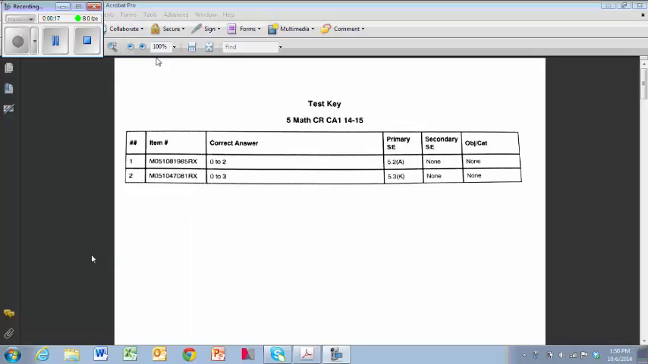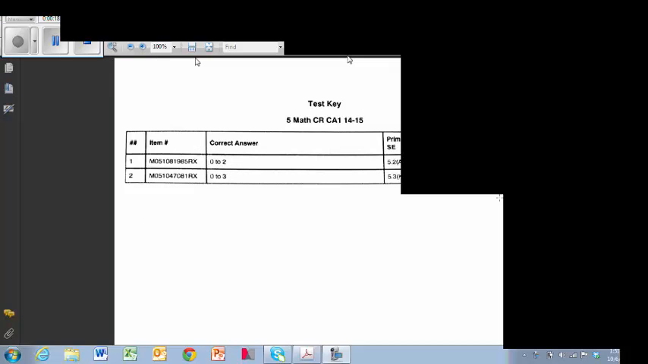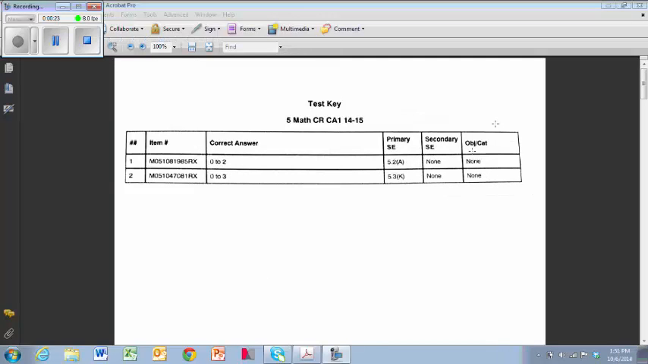What you'll first want to do is open up the exemplar response from the CTL, and it should look something like this when you first open it up. What you see here is a test key that shows you that for part 1 it is 0 to 2 points, and this is the TEK that it is attached to. And then for question number 2, it is worth 0 to 3 points and is attached to this TEK right here.